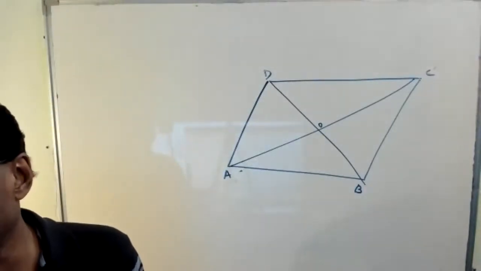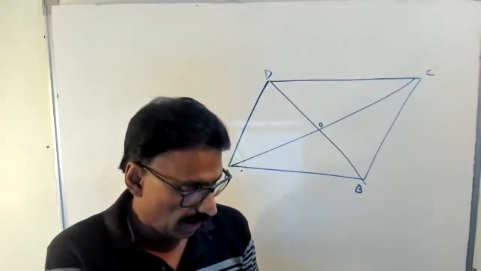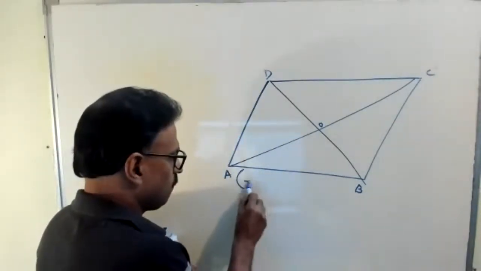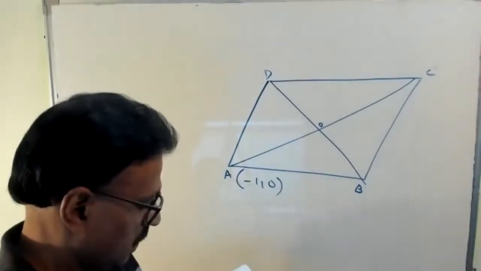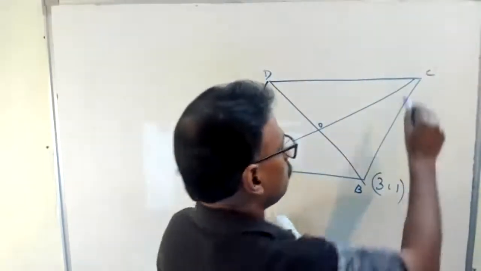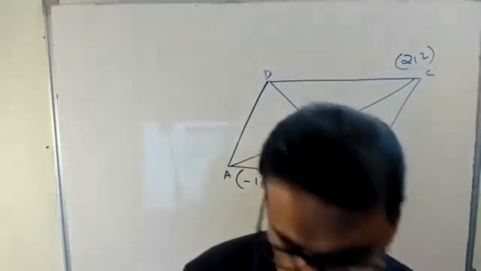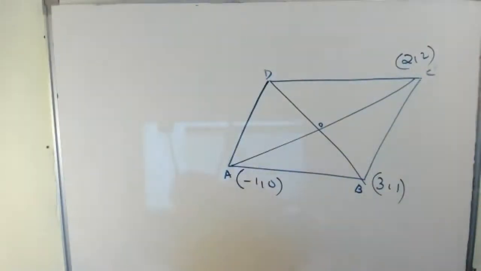Three vertices of a parallelogram taken in order are -1, 0 (sorry, -1, 0), 3, 1, and 2, 2. Find the fourth vertex. Okay, try this one.